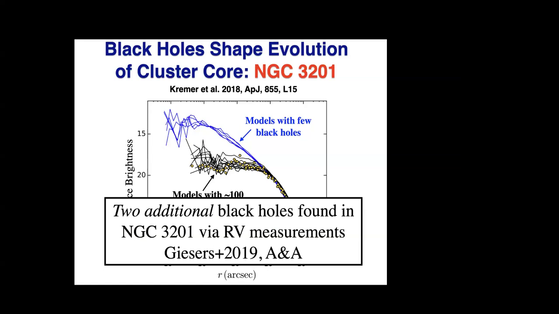And this MUSE group went back and did some additional follow-up observations, made radial velocity measurements for more stars, and they actually found 2 additional candidates in this cluster. So there are now 3 examples, 3 detached black hole star binaries in this cluster with mass measurements from the radial velocities of the companion stars.